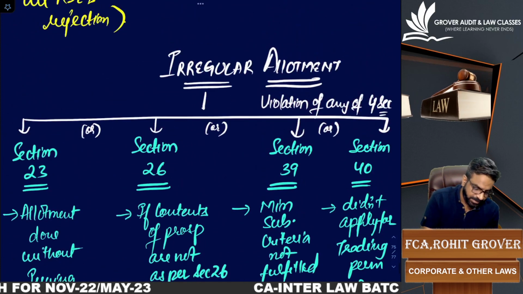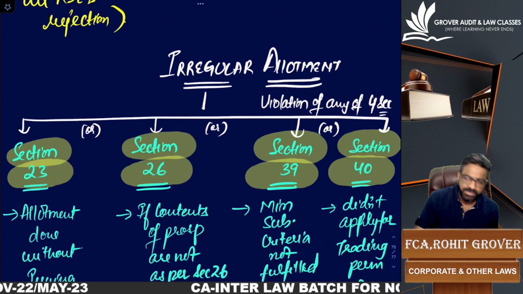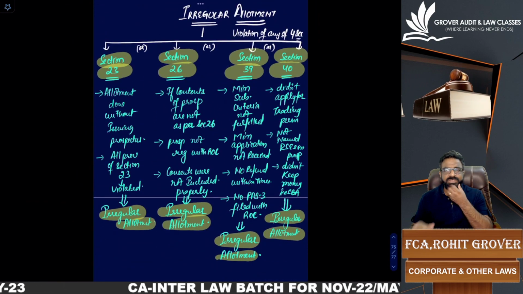Everyone, write CC if you all understood the concept of irregular allotment, my friend. Please write the CC so that I can move to the next part. This is what you mean by irregular allotment, everyone. Simple. If this question comes in the exam.